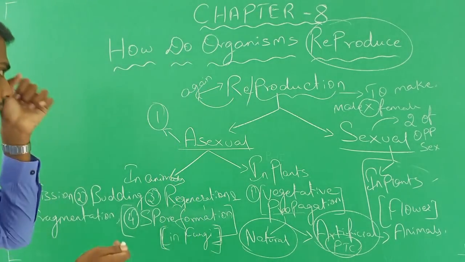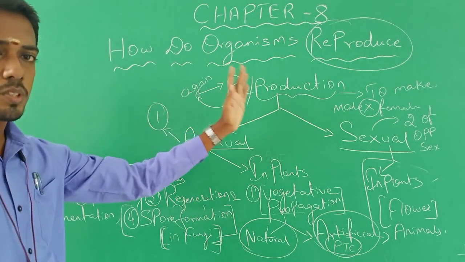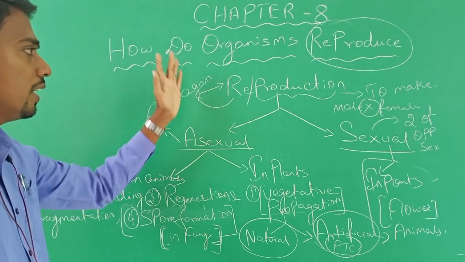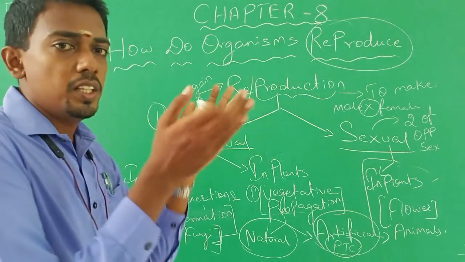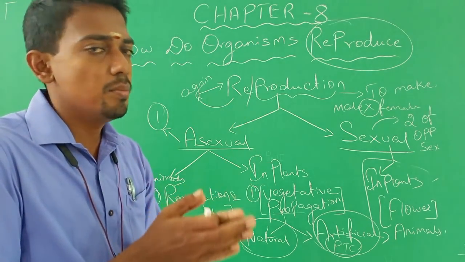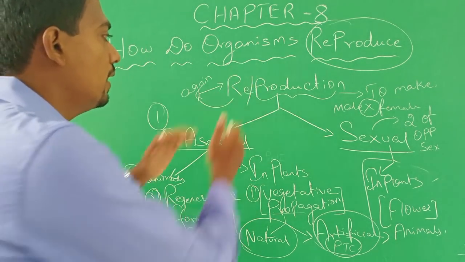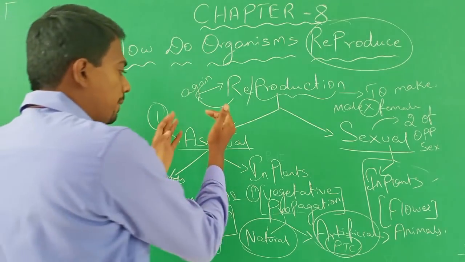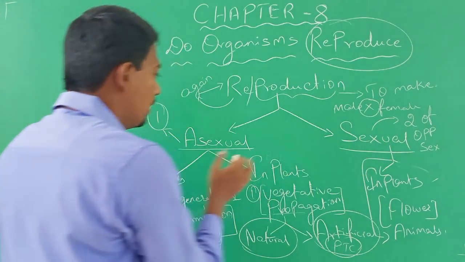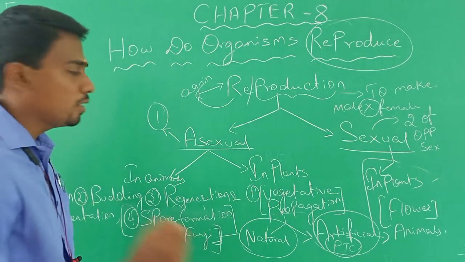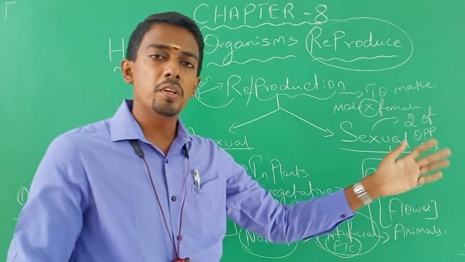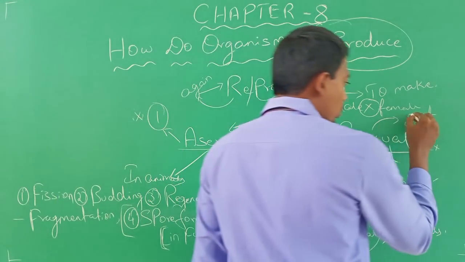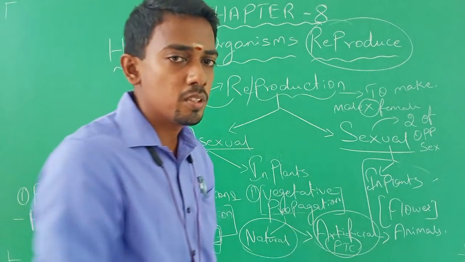Once again, that is reproduction. Now it's very clear: what is reproduction? Producing their own kind of organism again and again with the involvement of two parents of similar species. That is reproduction, and it is of two types, asexual and sexual. For asexual, how many parents are involved? Only one. And for sexual reproduction, two parents of opposite sex.